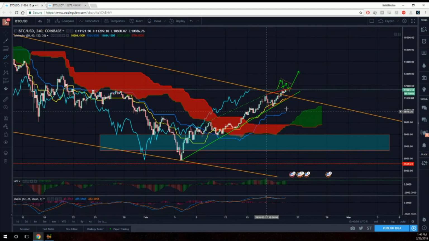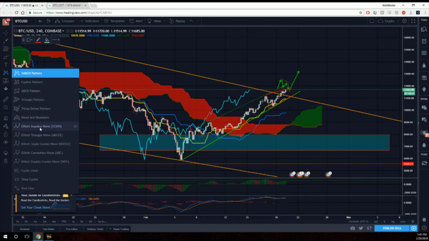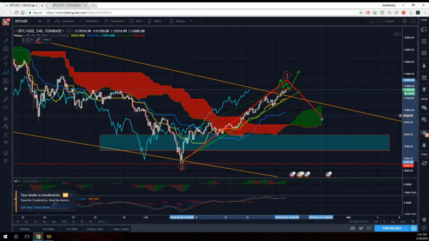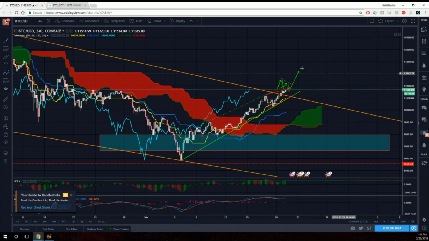Maybe the leading diagonal here is the end of the fifth wave, which would be our larger degree 5 wave here, right? So we have 1, 2 here, and then 3. Maybe it breaks this whole structure and continues a 5 wave up.